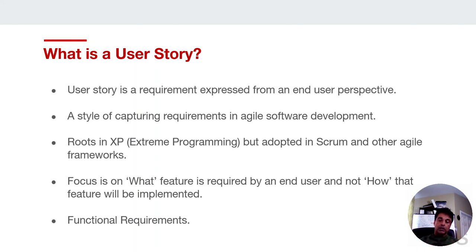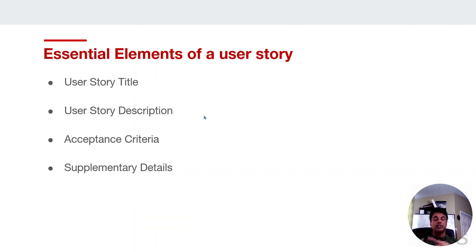Okay. So having said that, let's talk about the essential elements of a story. Basically there are four parts to any story. First is a story title, then comes a story description. Then the most important part of a story is the acceptance criteria, and then any supplementary information details that go along with the story that makes it complete, that makes it more rich and informative.